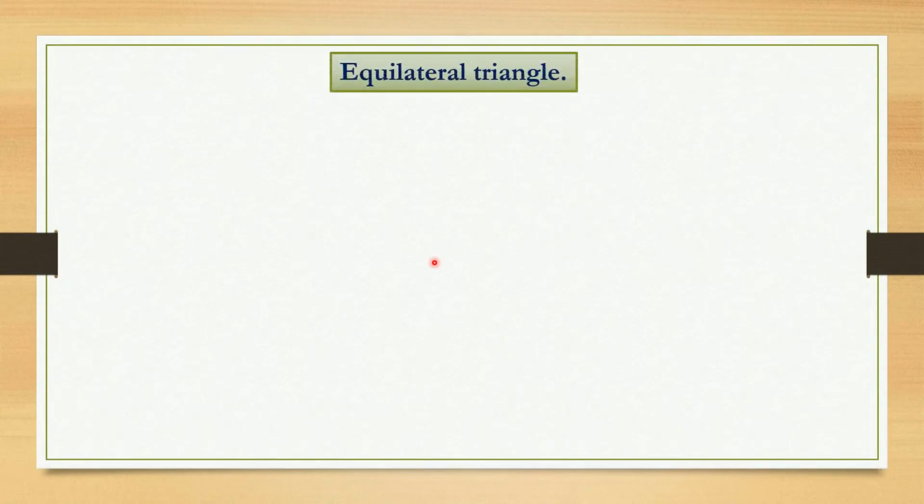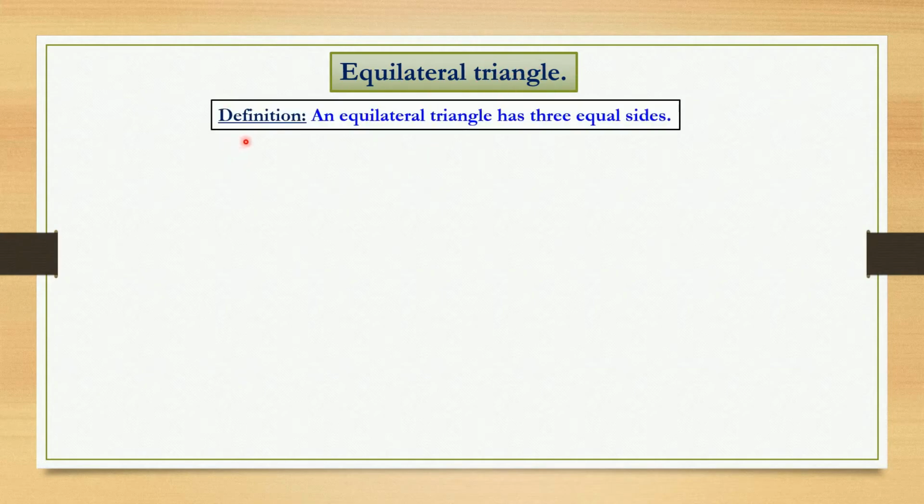Now let's continue with the last type of triangles, the equilateral triangle. In the word equilateral, we see equi, which means equal. What's equal in an equilateral triangle? The three sides are equal, and also the three angles. Equilateral triangle, three angles, also they are equal. So the general definition: an equilateral triangle has three equal sides.